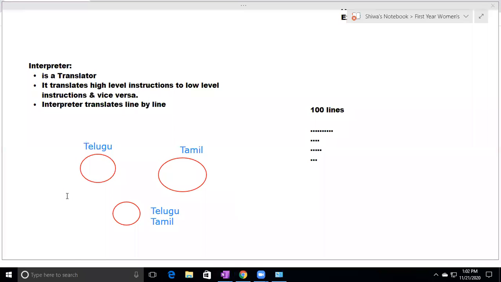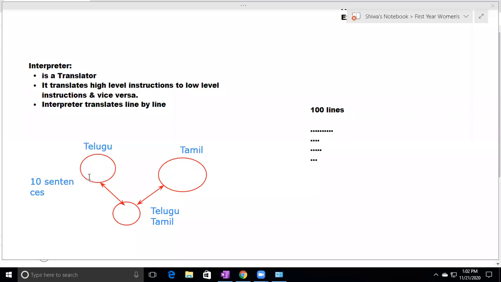Okay. So if this person is talking in Telugu, this third person is translating that into Tamil. If this person is talking in Tamil, this third person is translating into Telugu. For example, assume that the first person is talking 10 sentences in Telugu. This third person is listening to all those 10 sentences, and after listening to all of them, is translating at a time into Tamil.